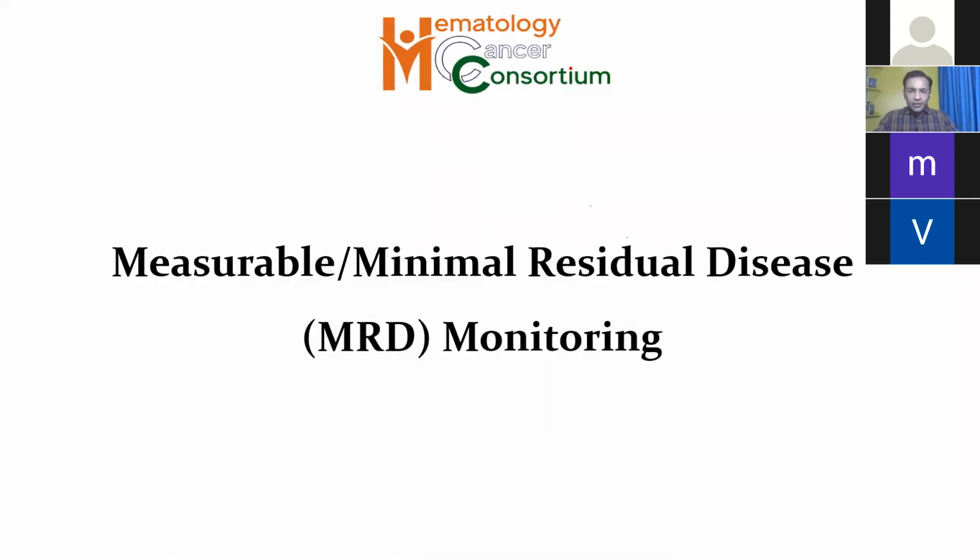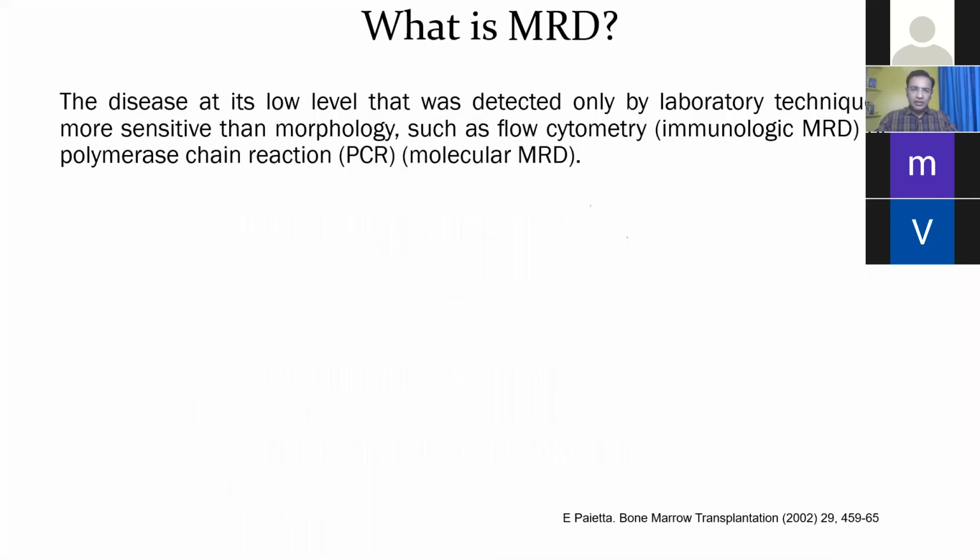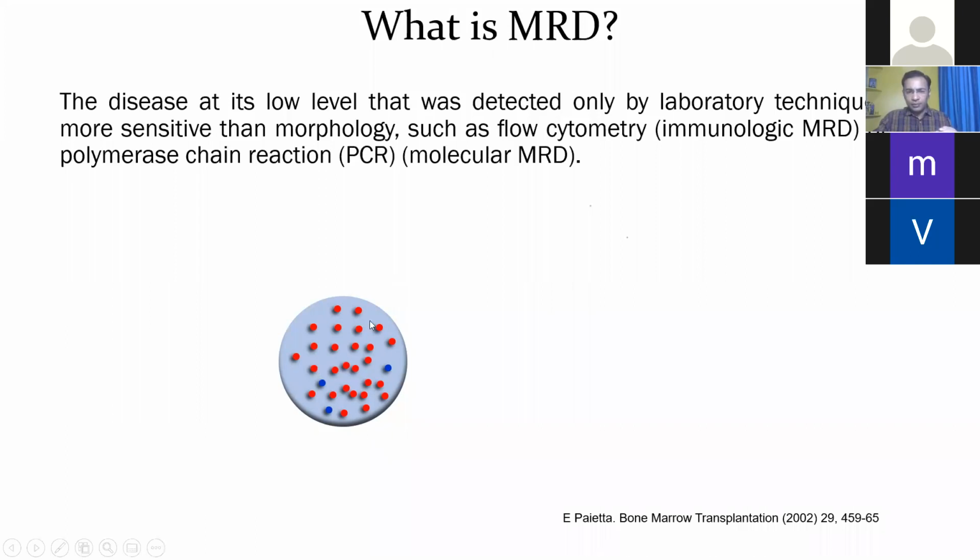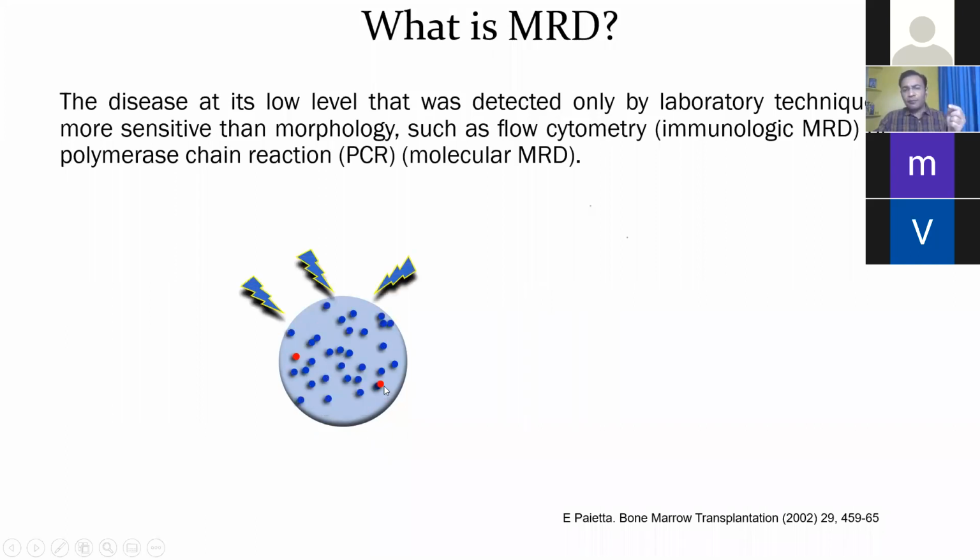Just a couple of lines on minimal residual disease. If you look at the time of diagnosis, you have a lot of blasts. When you give chemotherapy, most of the blasts disappear, but very few blasts remain. And these blasts, which we do not pick up by morphology but need ancillary techniques like flow cytometry or molecular, are called residual disease, and these are generally responsible for the relapse of the disease.